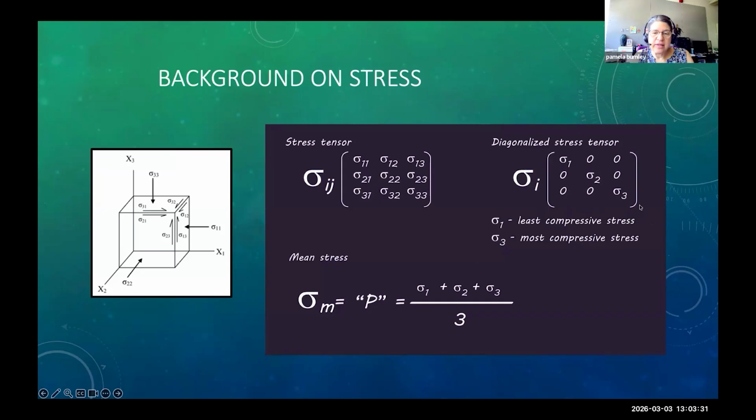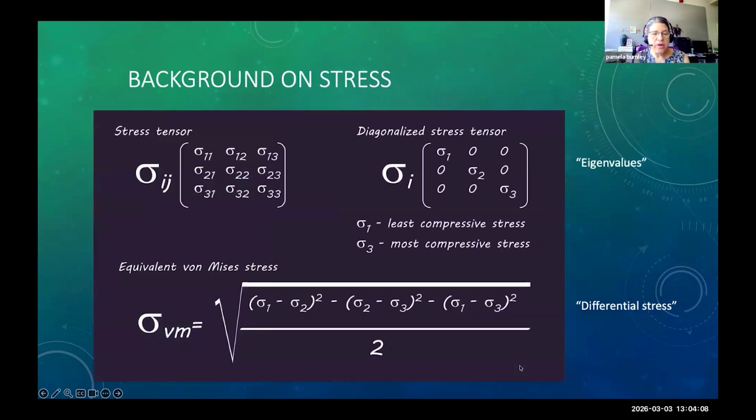You can diagonalize the stress tensor so that you have, it should say eigenvalue floating around over there, but it got lost. Okay, so sometimes these are called eigenvalues when you diagonalize a tensor. We can also calculate the mean stress, which when there's no deviatoric stress is also the pressure, which is the sum of the diagonal divided by 3. Okay, so, oh, there it says eigenvalues.